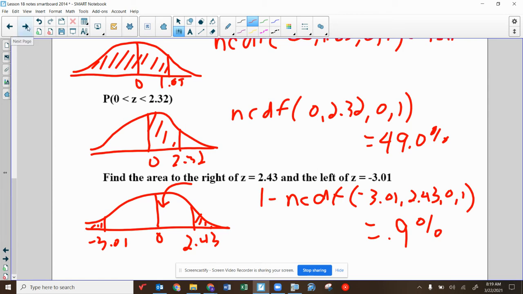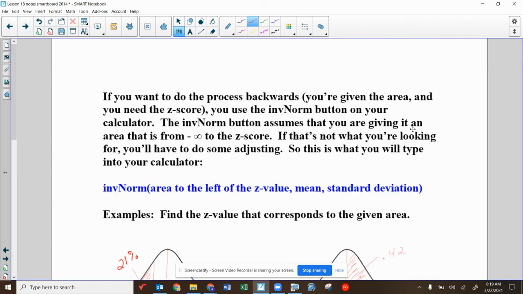Okay, and the last thing is, what if we go in reverse? What if I give you the percentage? You have to give me the corresponding scores. Okay, so that is going to be on the calculator, inverse norm.